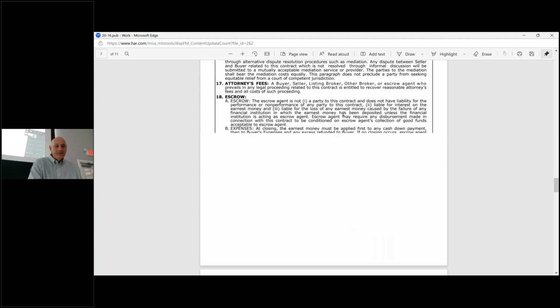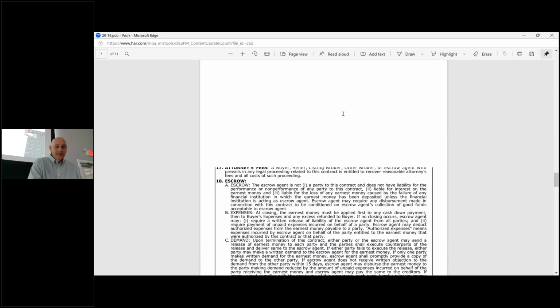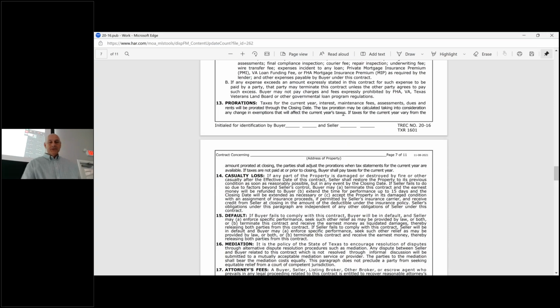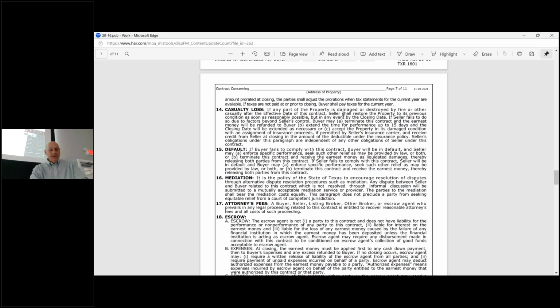We'll scroll down to 15 real quick here. 15, default. If the buyer fails to comply with this contract, buyer will be in default and seller may enforce specific performance or anything else allowed by law, or B, terminate the contract and receive the earnest money as liquidated damages, thereby releasing both parties from the contract. Now, we all knew that, right? Everybody knew that. Those are the 2 remedies.